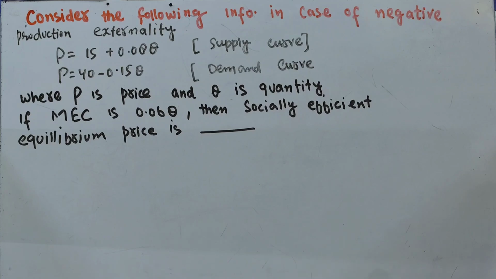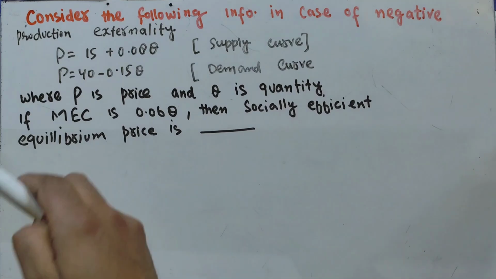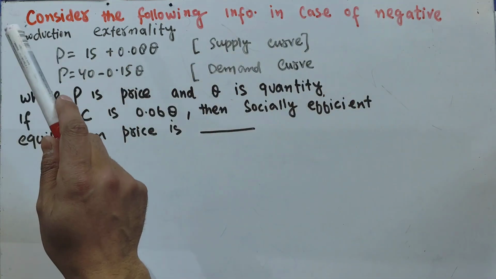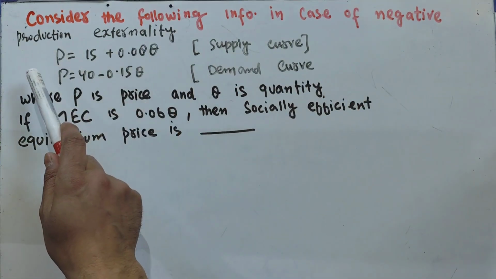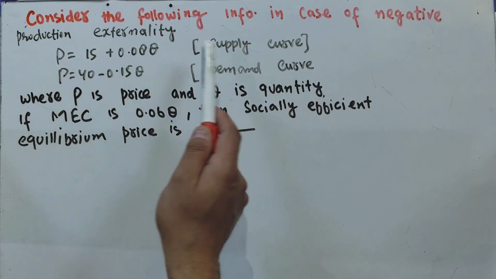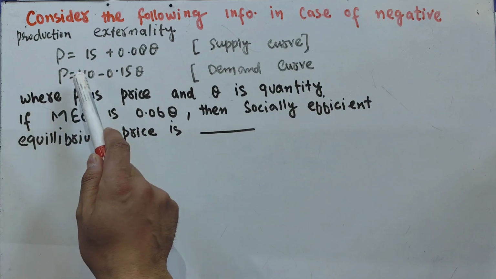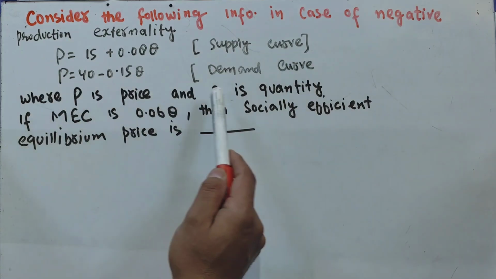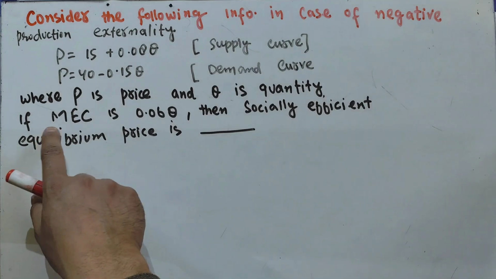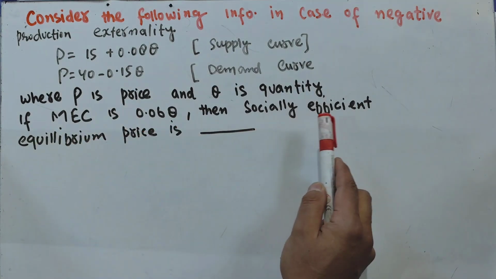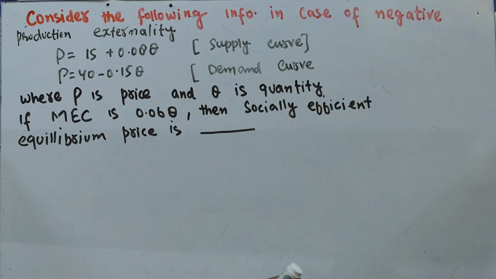In this video, we will solve the questions asked in JM Economics paper of 2026. The first question is, consider the following information in case of negative production externality. We have P is equal to 15 plus 0.08 Q. This is our supply curve, and P is equal to 40 minus 0.15 Q. This is our demand curve, where P is the price and Q is the quantity. If the marginal external cost is 0.06 Q, then socially efficient equilibrium price we are supposed to find out.